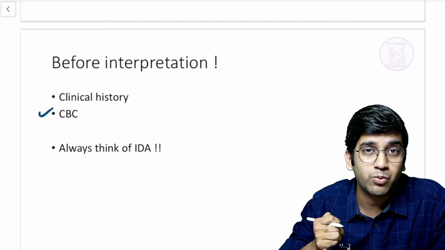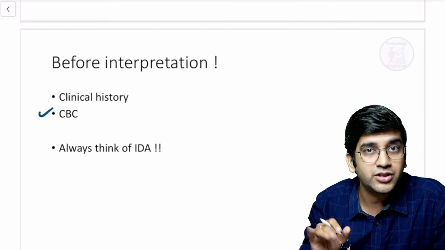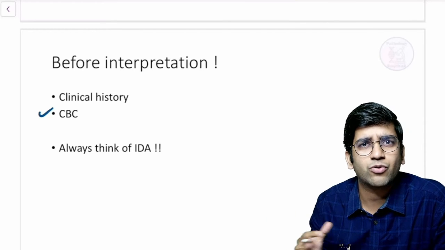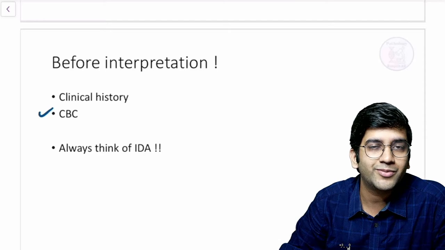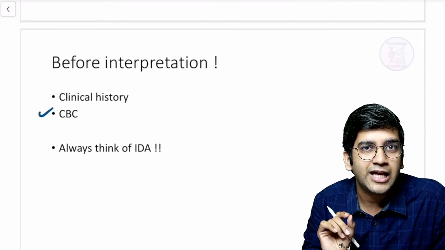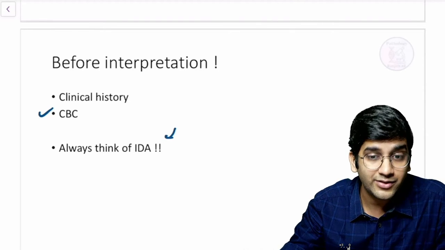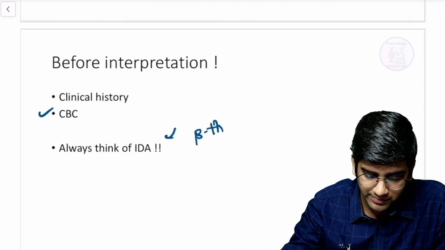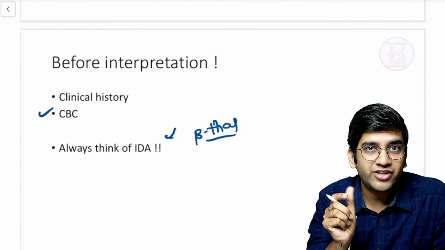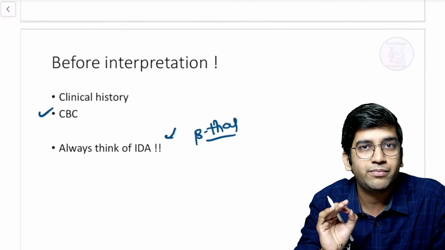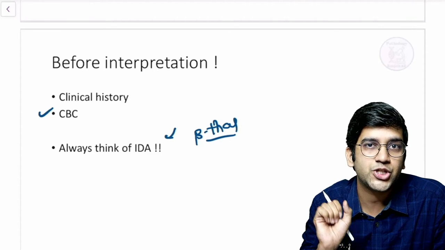That's very, very important, because I can have lots of variation. We'll look at all the variations very soon. I have close to 9 cases. We'll discuss all of them, and you guys are going to answer each and everything. I'll give you subtle hints and subtle clues, that's all. And always think of IDA when you're having a beta thal, because the variation of HbA2 is very, very common in India. Please think of IDA when a clinical history suggests beta thalassemia.